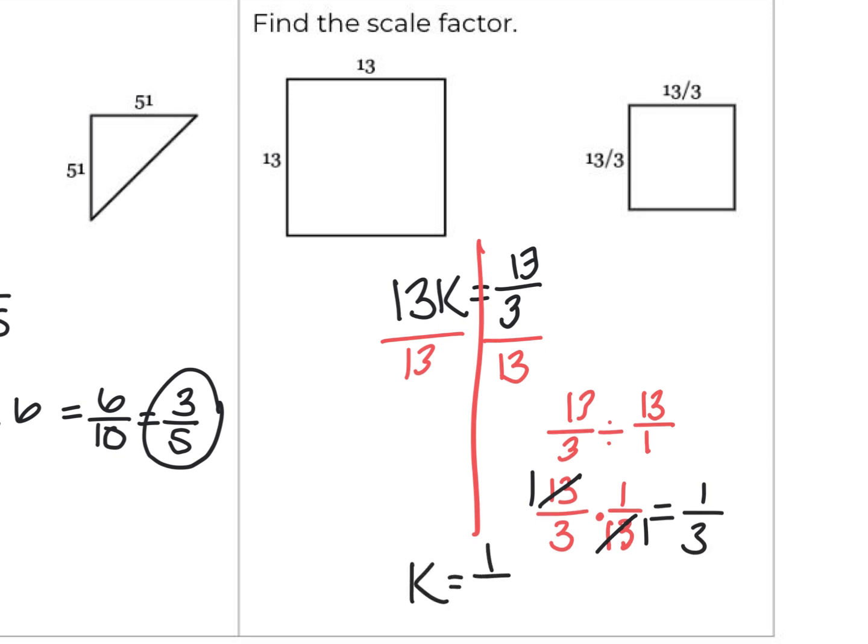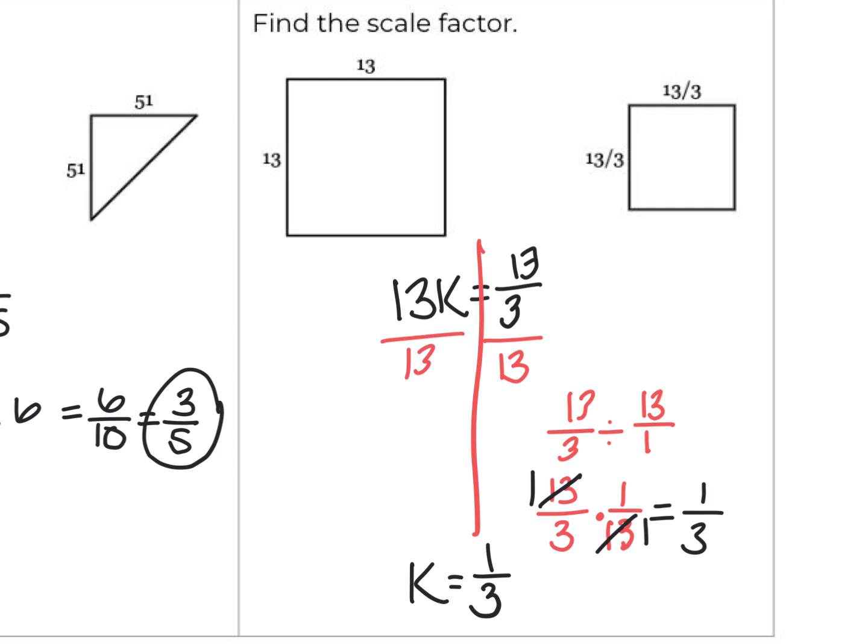How's it equal 1/3? I found the reciprocal. 13 and 13 we can simplify down to ones. So 1 times 1 is 1. 3 times 1 is 3. Oh, okay. That makes more sense. So 13 times 1/3 gives us 13/3 for our copied version. Questions on that?